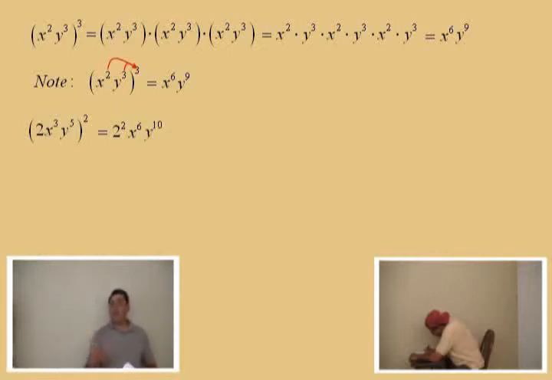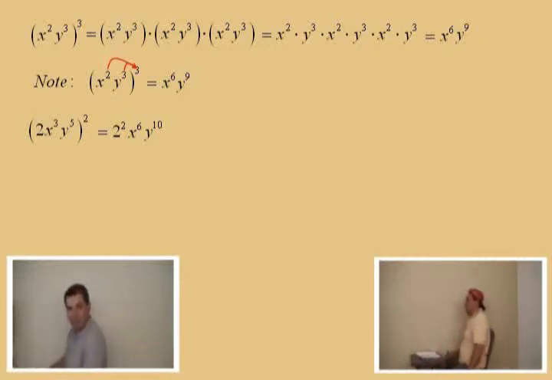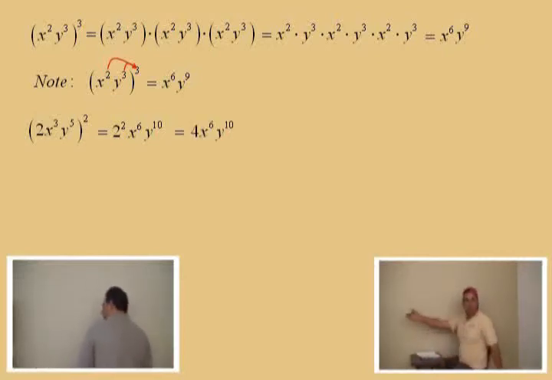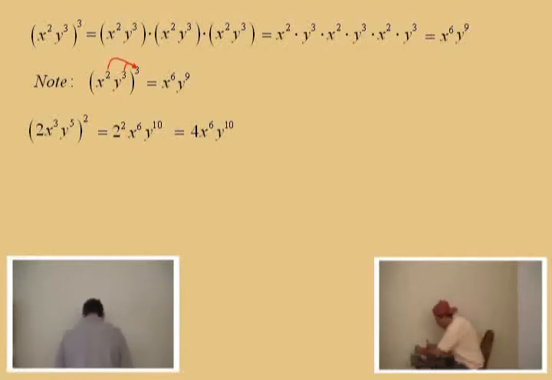Now, we can write our answer as 2 squared times x to the 6th times y to the 10th. But you should know what 2 squared means. 2 squared means 2 times 2. And Charlie, what's 2 times 2? 4. 4. He better get that right. Anyway, there we go. That's a 4 for our final answer. 4x to the 6th, y to the 10th.